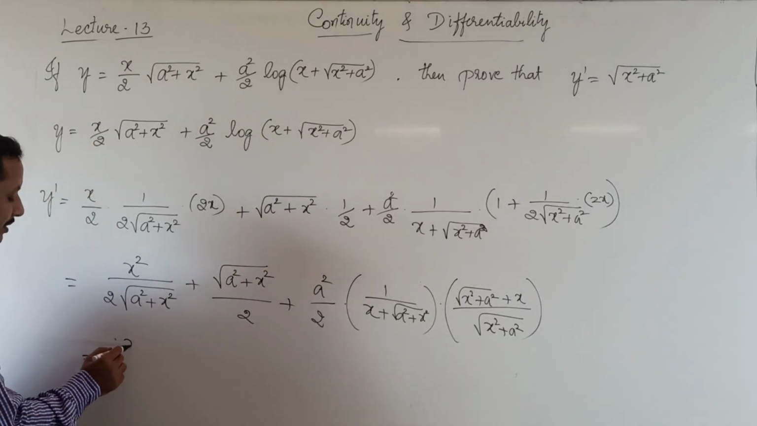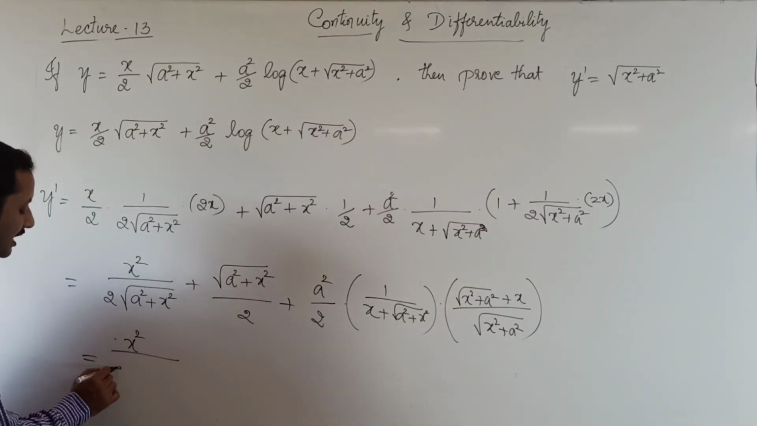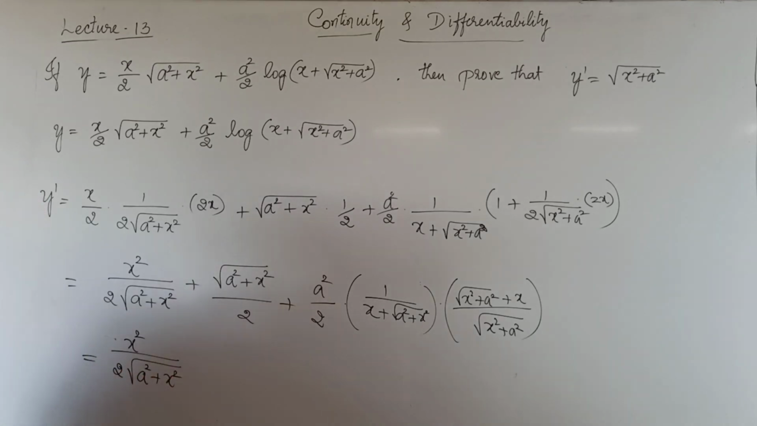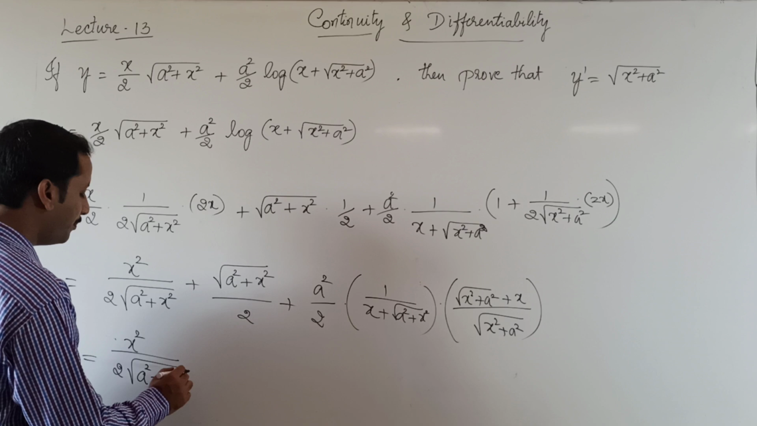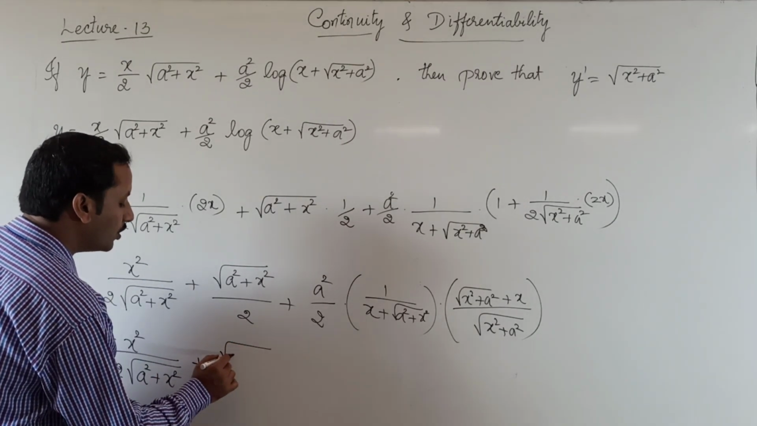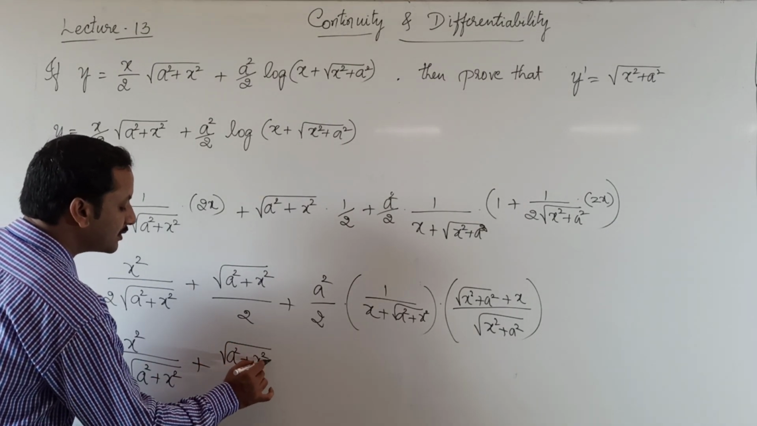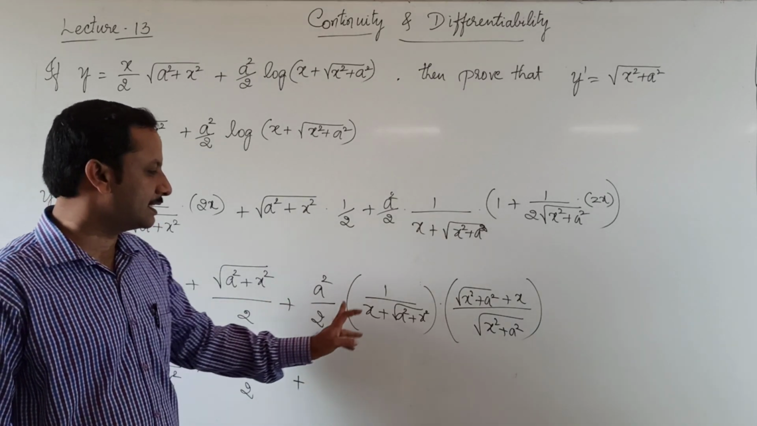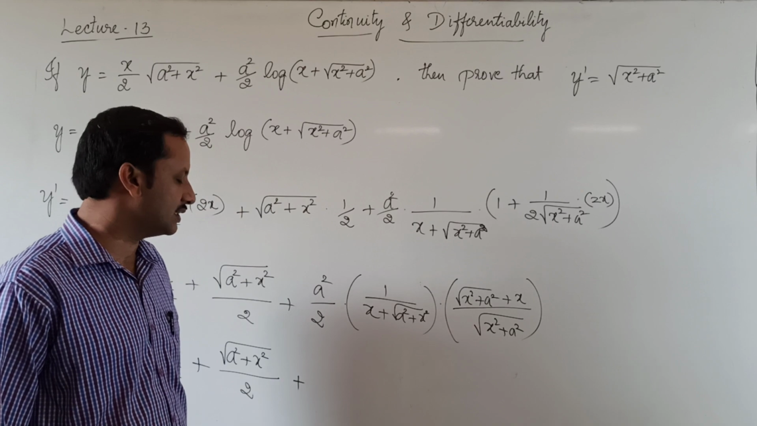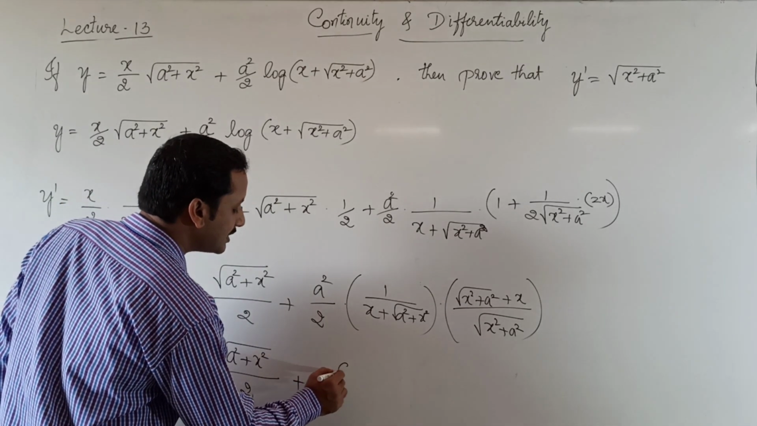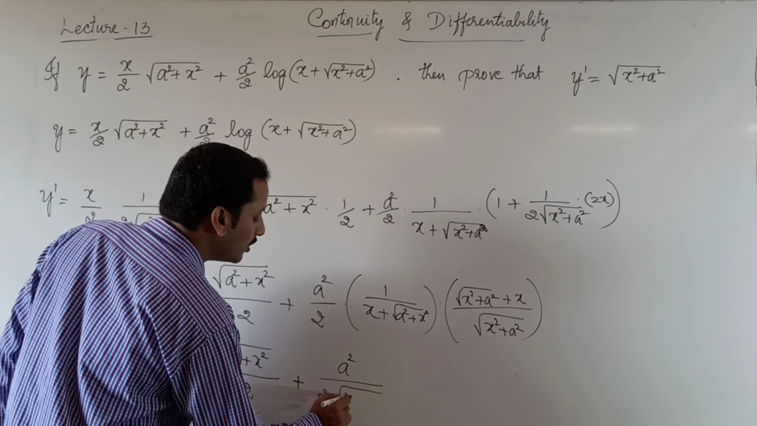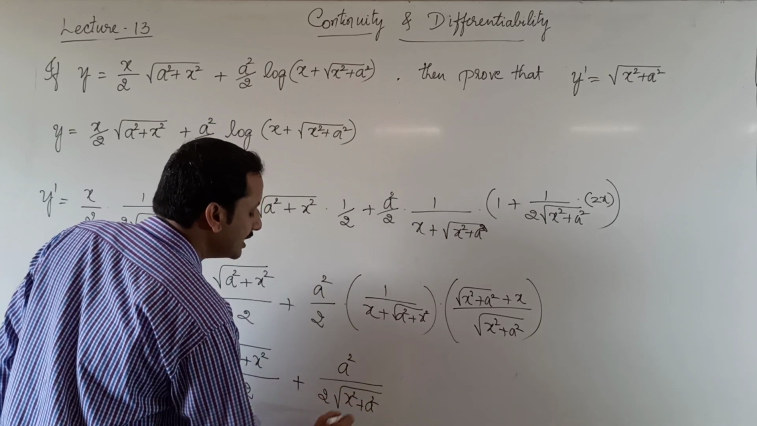I'll write one more step here. x square divided by 2 into root of a square plus x square, plus root of a square plus x square divided by 2, plus, so this x plus root x square plus a square gets cancelled, we will have a square divided by 2 into root of x square plus a square.